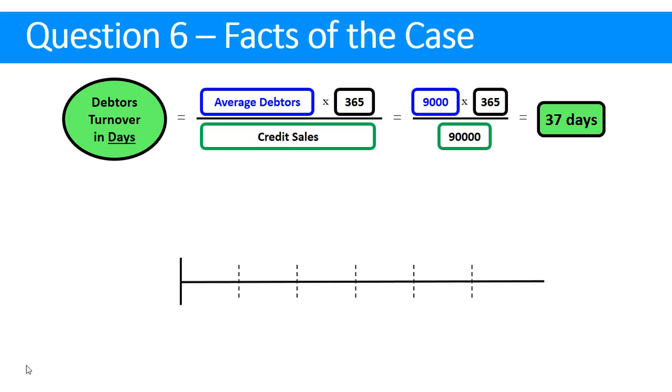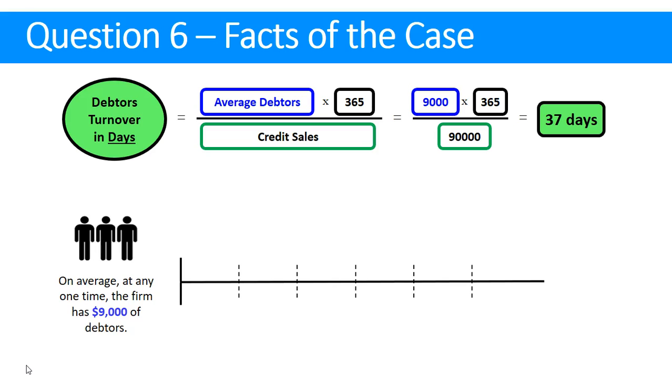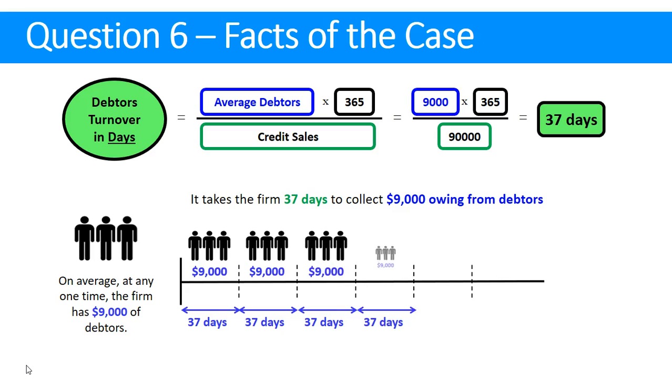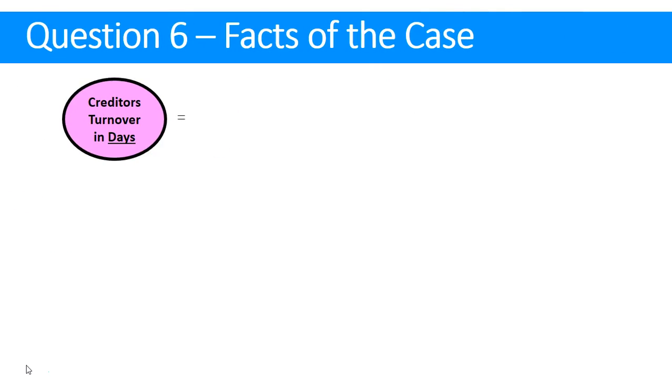What would that mean? Well, it means that on average at any one time, the business has $9,000 of debtors, and on average it takes 37 days to collect it. The next lot of $9,000 of debtors, which is the average, will take 37 days, and then 37 days to get the next lot, and so on. So that's the debtors turnover ratio. On average, how long does it take to collect our accounts from debtors?